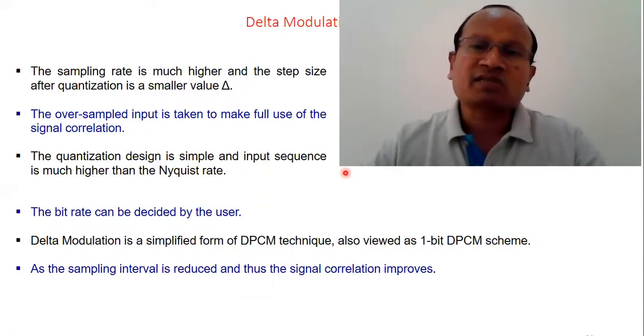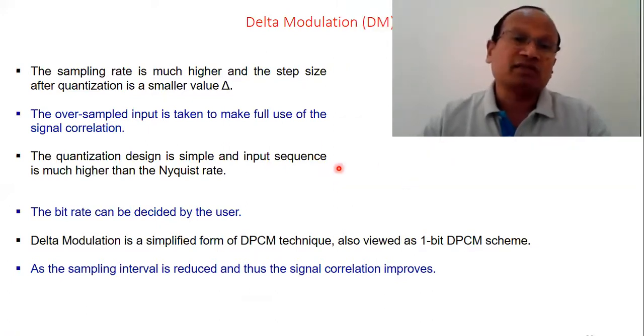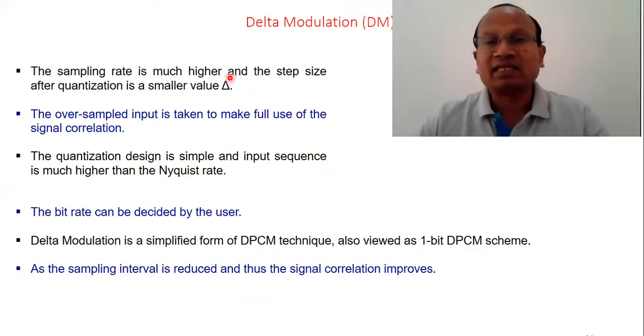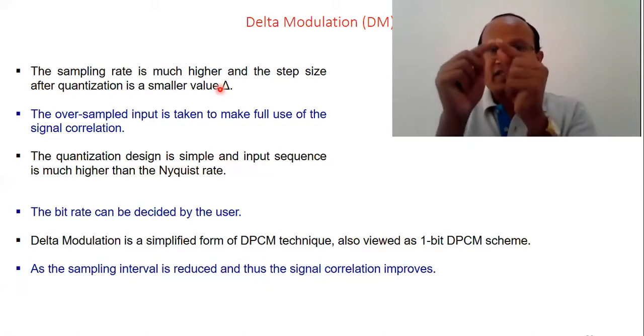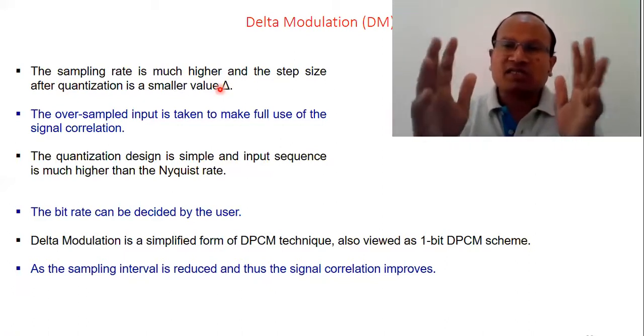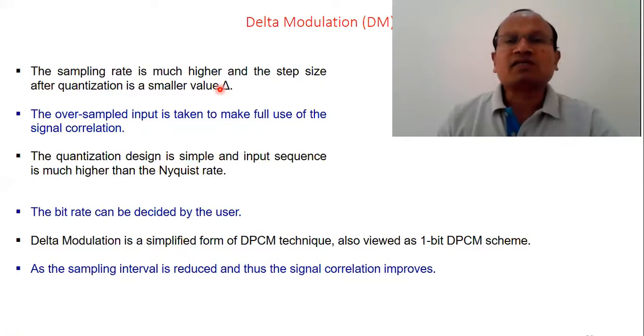So the next discussion is on delta modulation. You can see there is a symbol del. Del is a term which is used to denote the difference term, the change term, and this is why this modulation is called delta modulation.